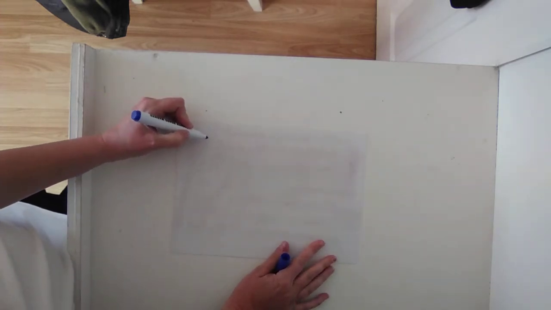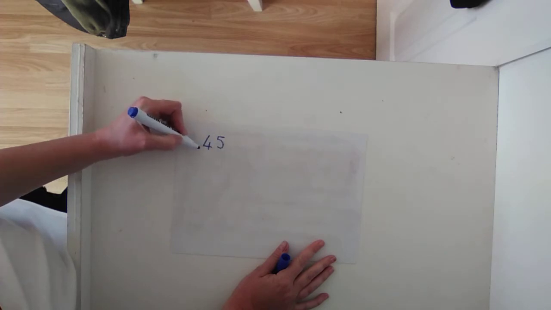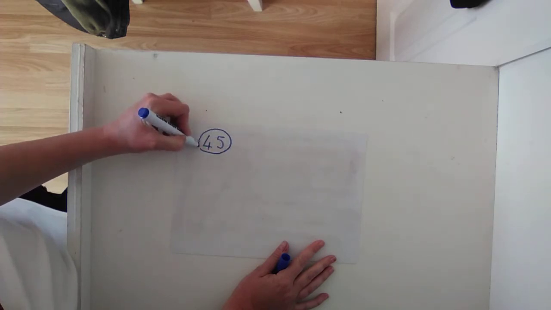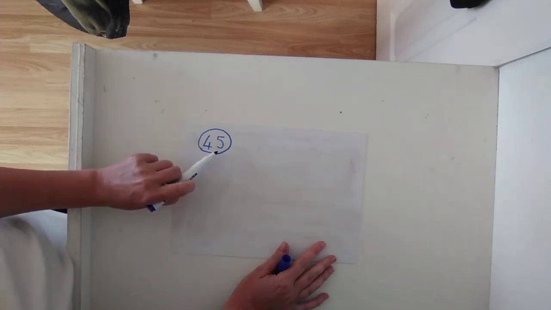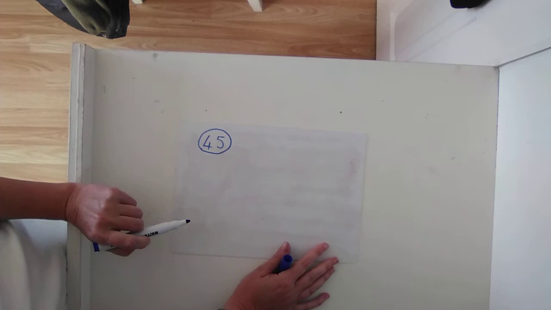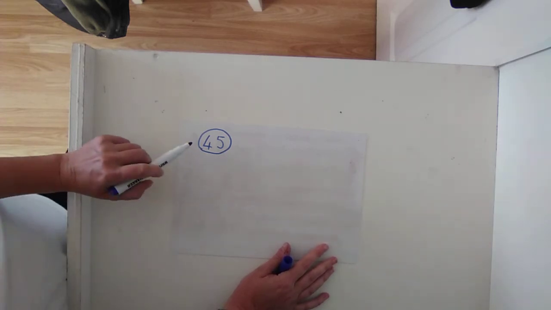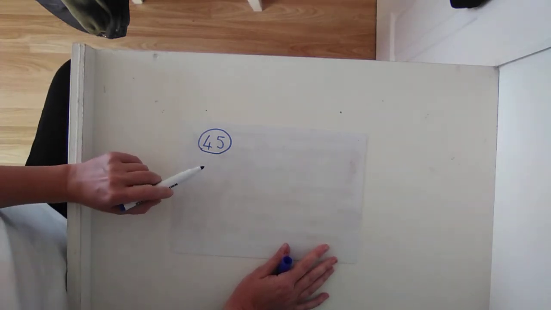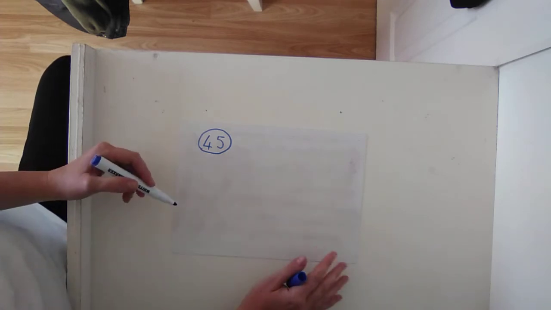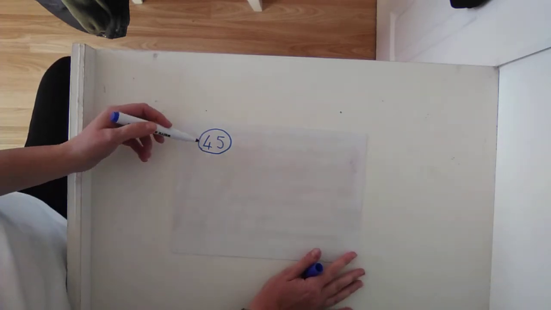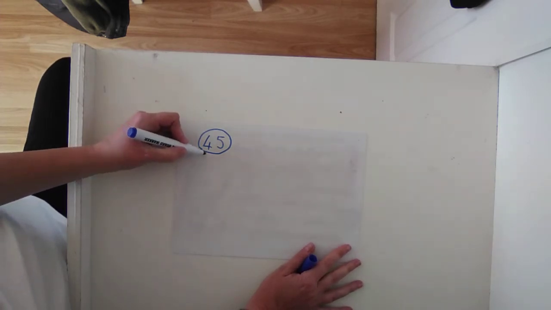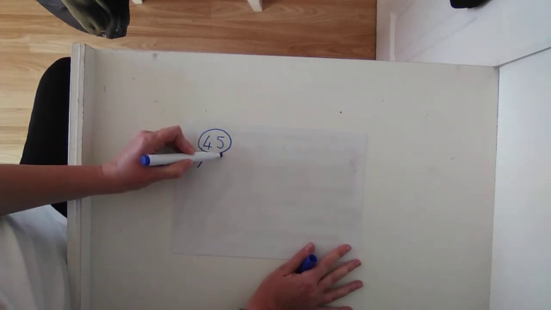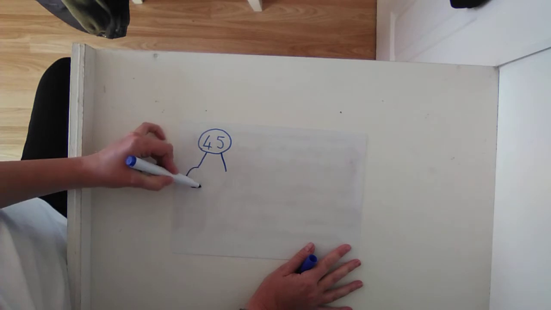Right, so if we had number 45, I'm going to put that on my board for you to see. You can see it's got two digits. It's got a 4 and it's got a 5. What I want you to understand is the value of each of those digits. So when we're going to partition it, we're going to be talking about how much each of those digits are worth. So we can partition it into tens and ones like this.